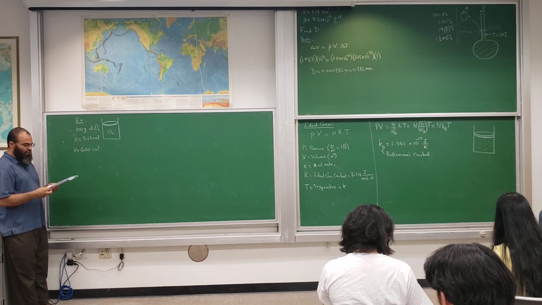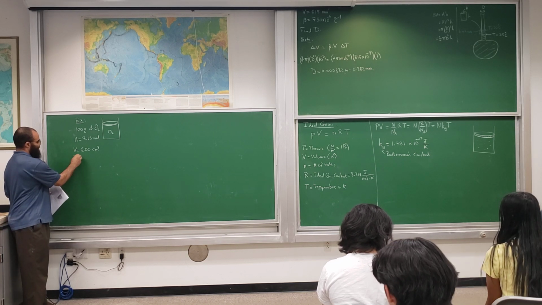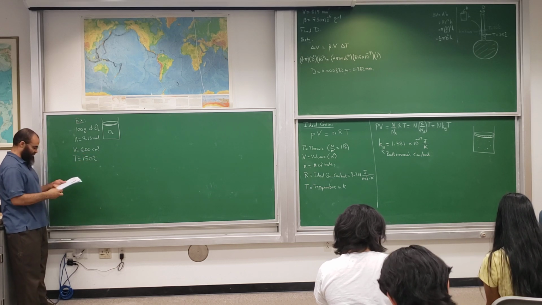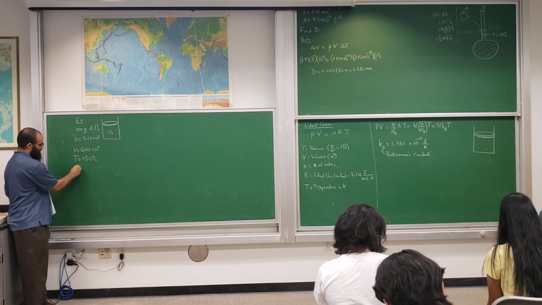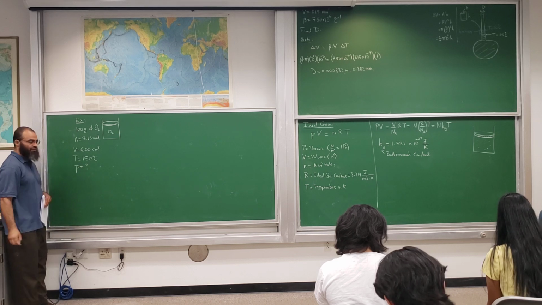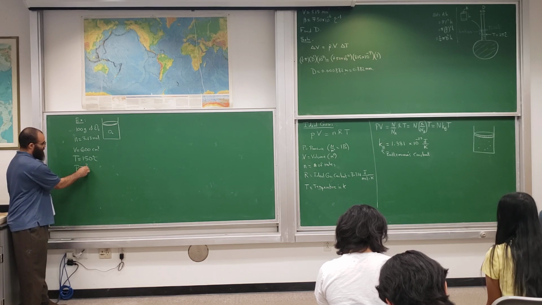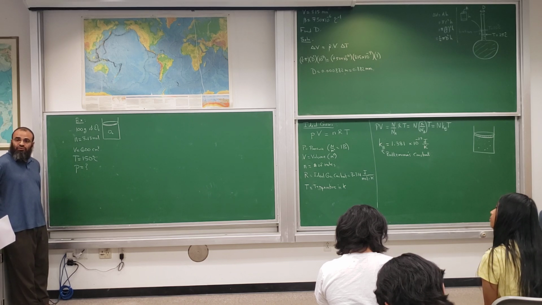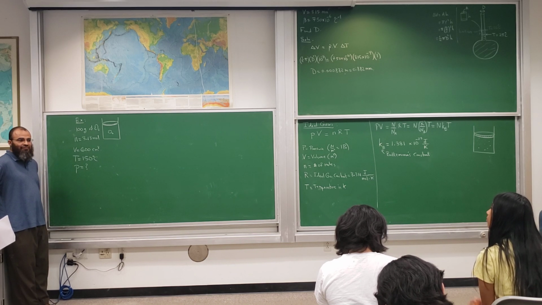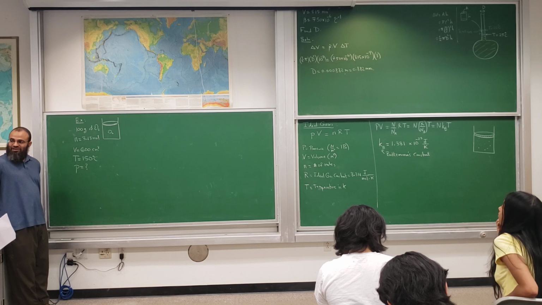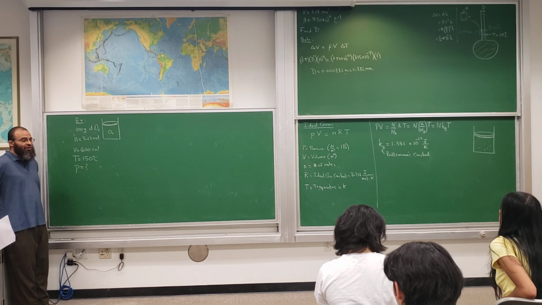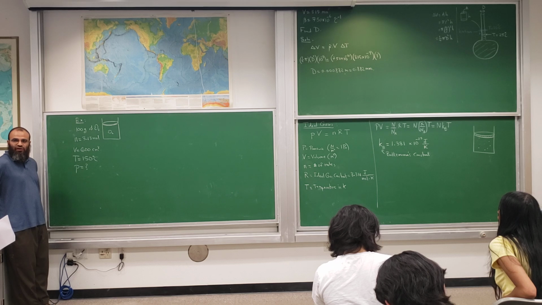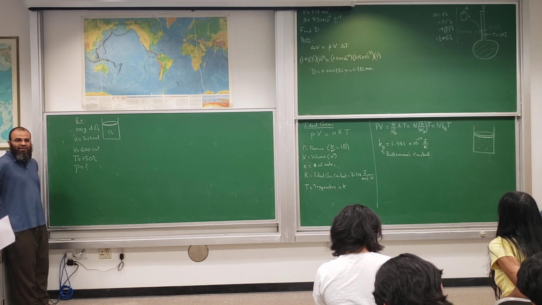And the temperature is 150 degrees Celsius. The question is, what's the pressure? The pressure. So what would we do? Ideal gas law, right? We use the ideal gas law. Which form do you think is more straightforward to use in this case? PV equal to nRT or PV equal to NkT?